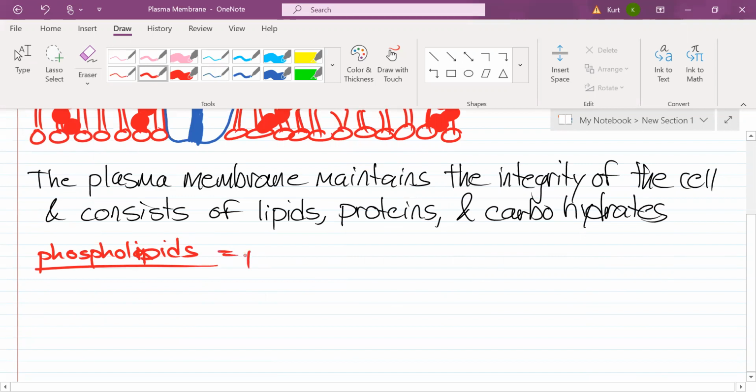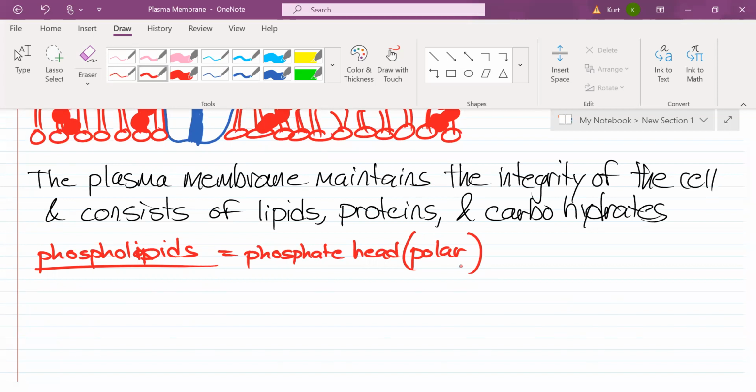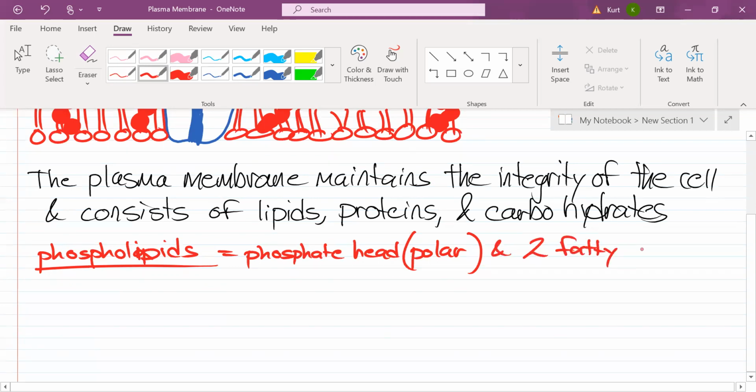You should know that it is a phosphate head, and is that polar or non-polar? The phosphate component of a phospholipid. I'm not going to bother saying polar, hydrophilic, non-polar, hydrophobic. You need to know that those two go together. If something is polar, it's hydrophilic. It mixes with water. Water is called the universal solvent because it practically breaks down anything else that is polar. Things that are non-polar are hydrophobic. So the phosphate head is polar, and the two fatty acid tails are non-polar.